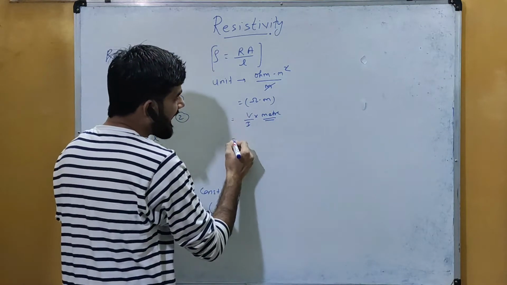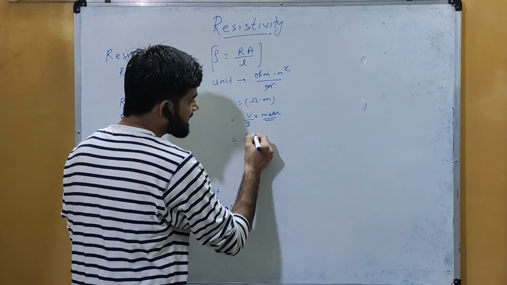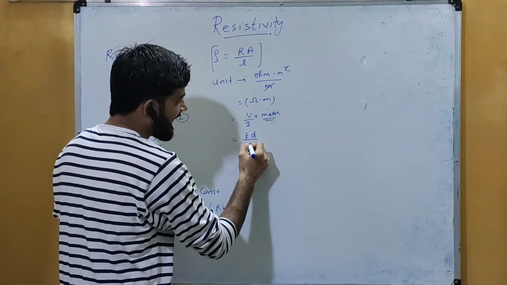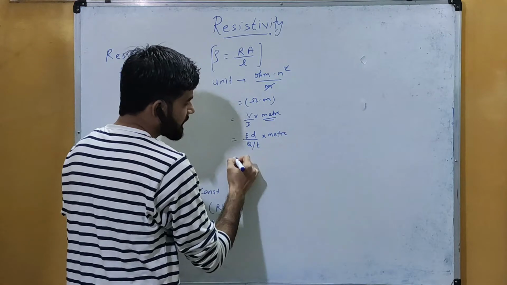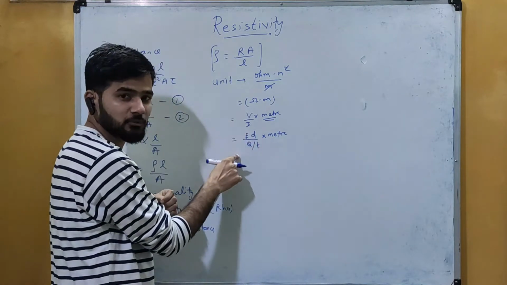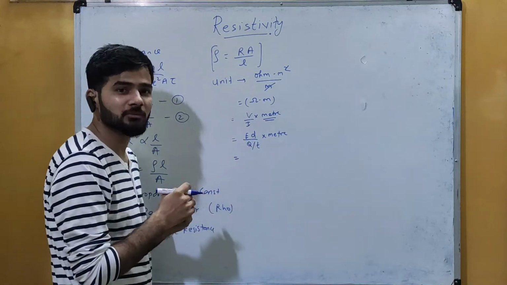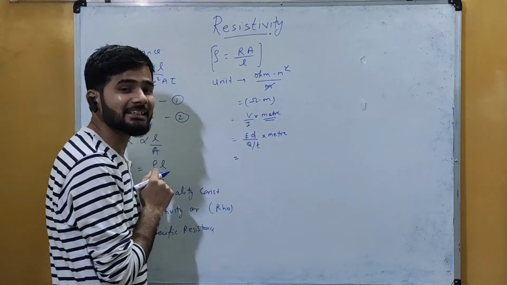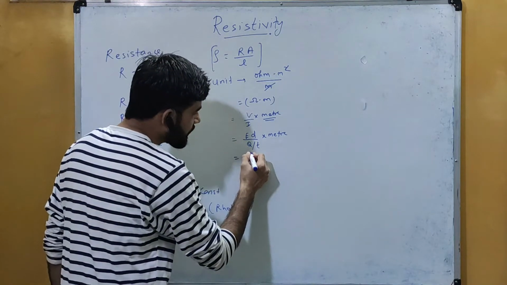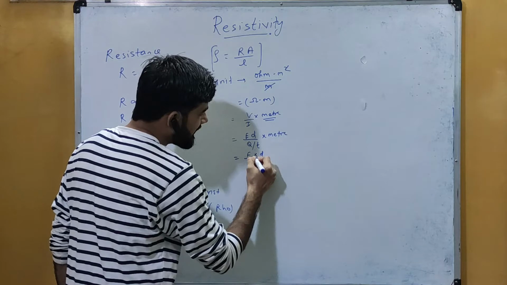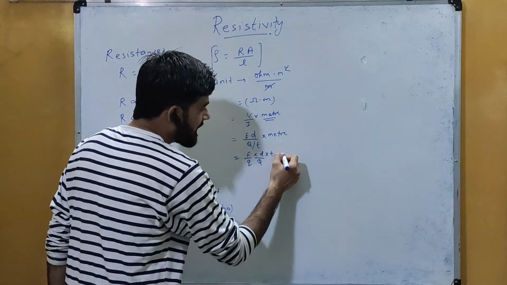Now V by I, that is voltage. I can write V = Ed, and the current I can write as Q by t, into meter. Here I am writing it in terms of formulas, and I have to write it also in terms of units. What is E? We have F = QE, so E = F/Q. So I can write F/Q into d upon Q/t, into meter.